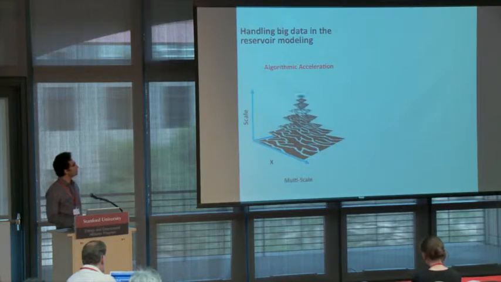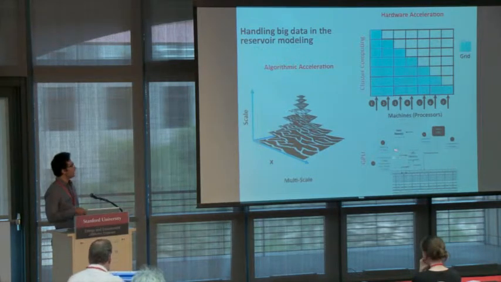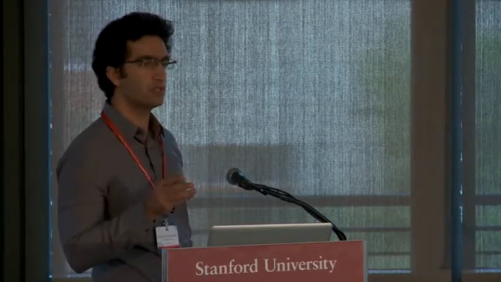Another part is to use the availability of the hardware that we have. For example, we can use cluster computing and make the algorithm parallel. And we can also use the GPU in order to have more acceleration on the reservoir modeling by doing some of the computation, like the convolution and FFT, by using the GPU. Thank you.